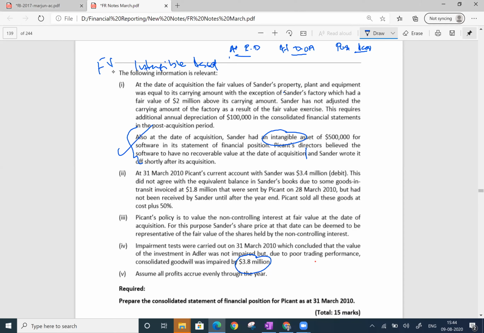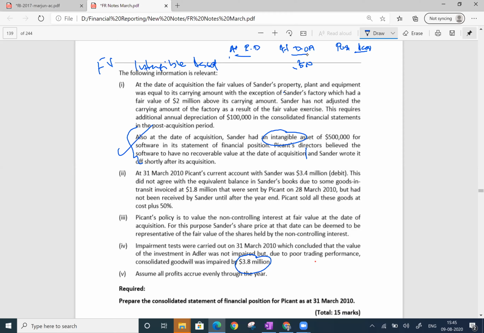Now this is my question. Fair value of intangible asset at the date of acquisition. What should be the value I'll be writing at date of acquisition? Please tell me that value. Read those things again. It's not 500. Madhumita, you are right. It's 500, but it's not plus 500. It's minus 500. Why minus 500?